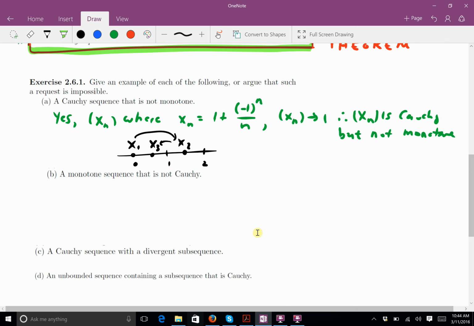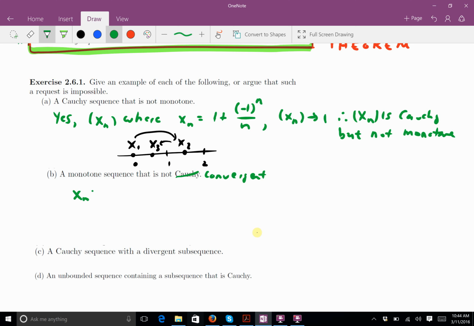Well, let's put convergent in. Can we find a monotone sequence that's not convergent? Because Cauchy and convergent are the same thing, right? Okay. Can we find a monotone sequence that's not convergent? Oh yes, of course we can.